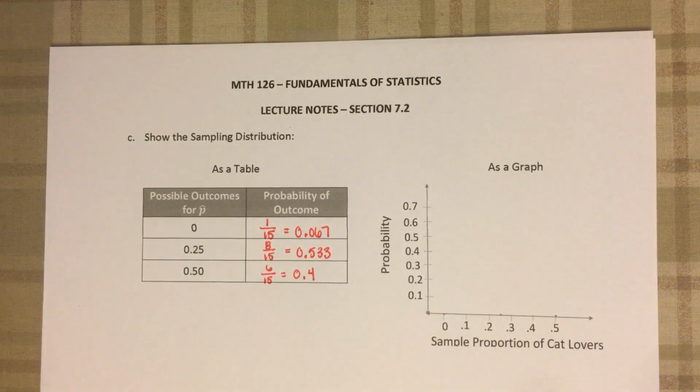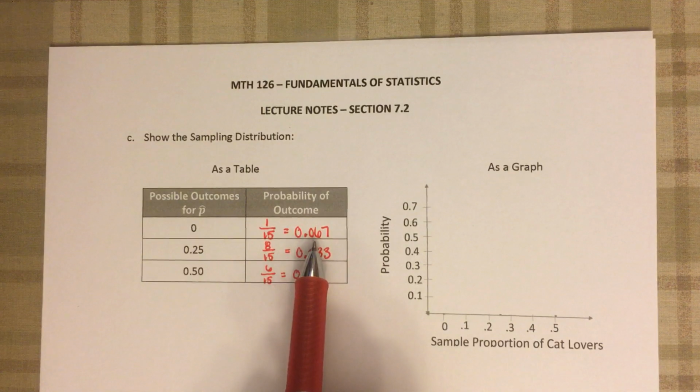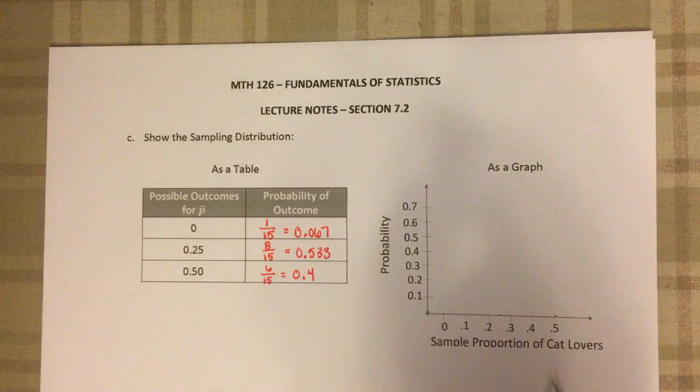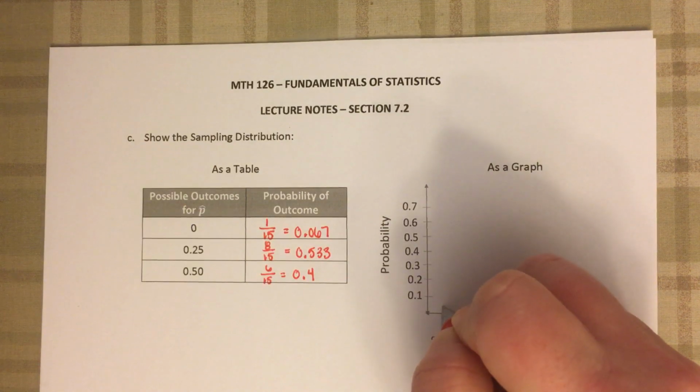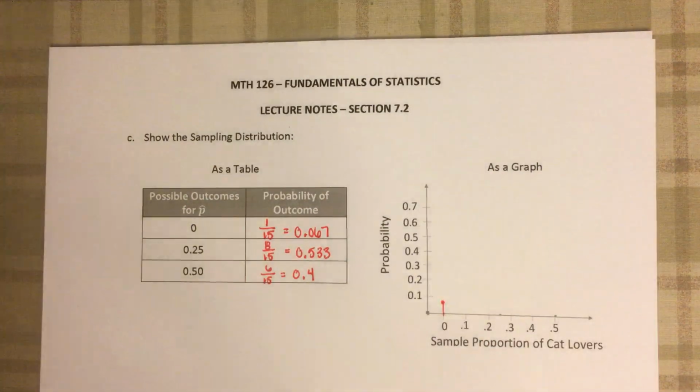When we're showing these sampling distributions, these are like our discrete probability distributions that we saw in the previous chapter. We're just going to draw some lines that go up to each of our different probabilities. So for 0, our probability of our outcome is 0.067. If we draw a vertical line, that's going to be just short of here, because 0.1 would be 10%, and this is about 7%.